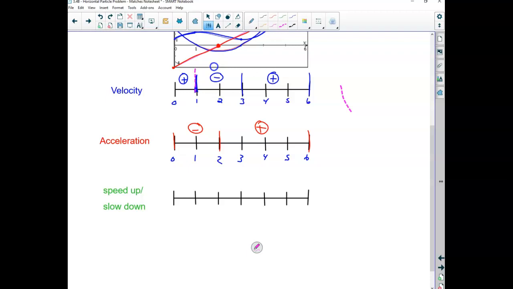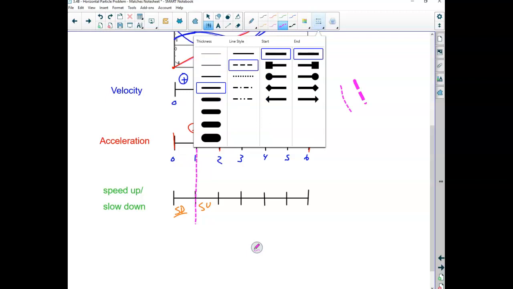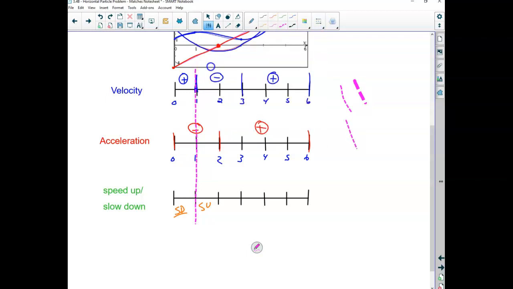Well, check it out. 0 to 1, we knew we were slowing down. We were told that in the beginning. Then from 1 to 2, we sped up, didn't we? And then didn't we slow down again from 2 to 3? I think we slowed down from 2 to 3, didn't we? So then we slowed down.